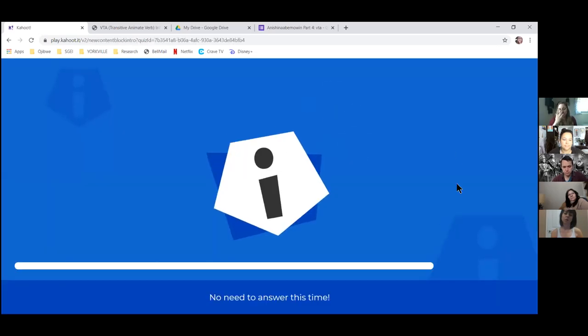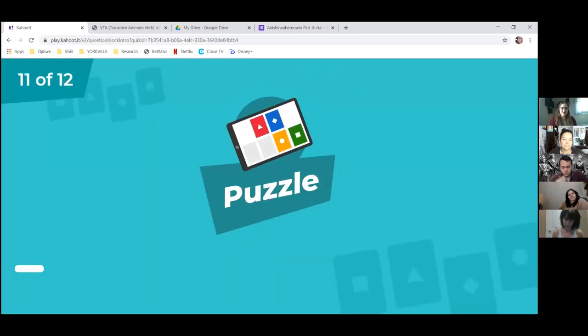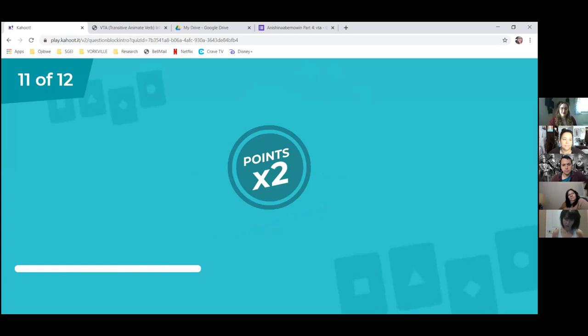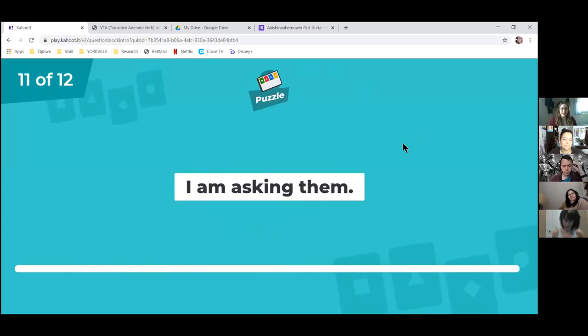Okay, so we're going to go into those puzzle questions again. So again, four pieces put into the right order to translate the English sentence. I am asking them.